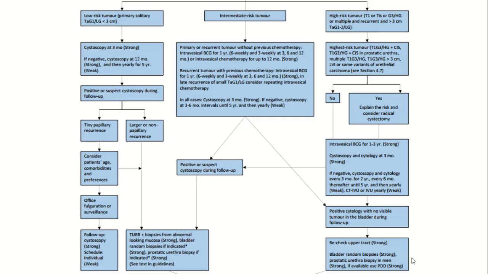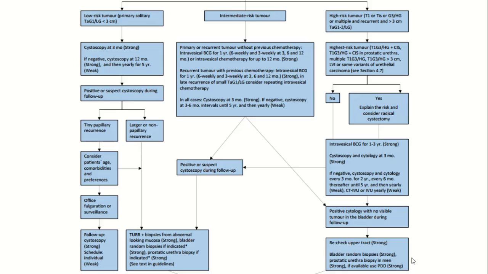We will discuss this schedule in coming slides. Or intravesical chemotherapy for up to 12 months. This is a strong level of evidence. If it is a recurrent tumor with previous chemotherapy, intravesical BCG for 1 year, the same schedule. In late recurrence of small superficial grade 1 low grade tumor, repeating intravesical chemotherapy. In all cases, the cystoscopy should be done at 3 months. If cystoscopy is negative at 3 and 6 month intervals up to 5 years, then yearly follow up.